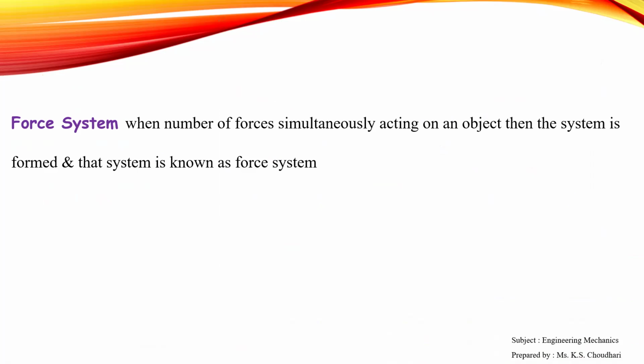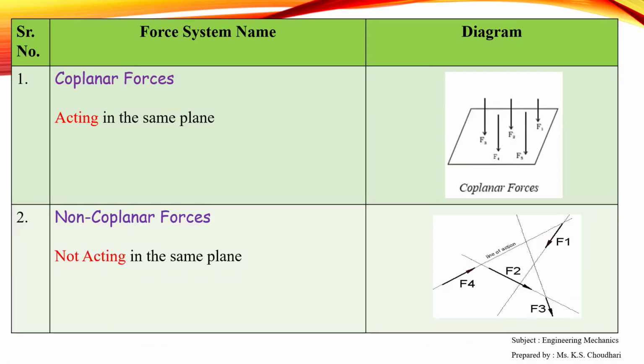Now, the force system. When a number of forces act simultaneously on a body, then a system is formed. That system is known as the force system. Now, the various types of force systems and their diagrams. In the first column, we will see the force system name and its definition. And in the second column, we will see its diagram.